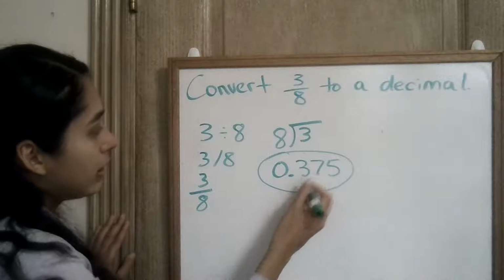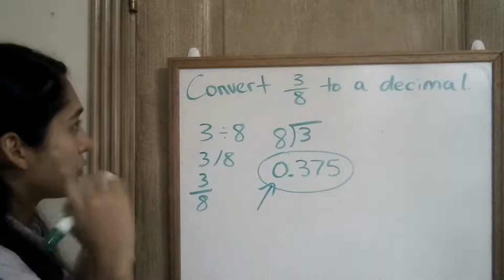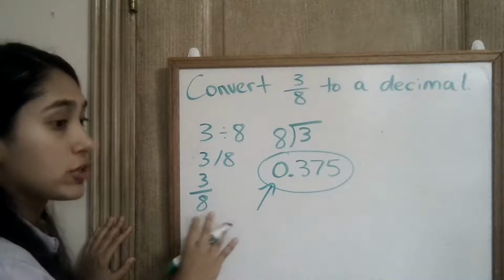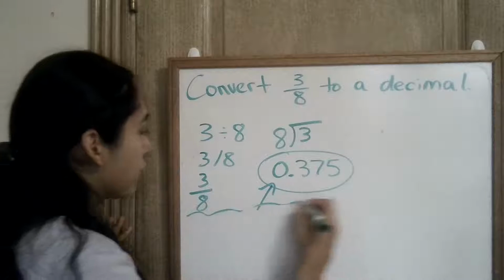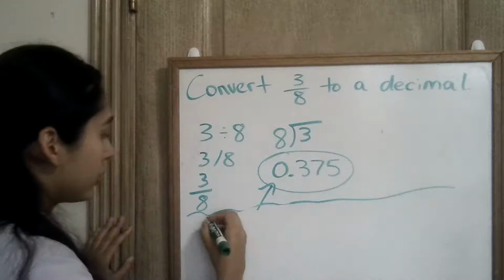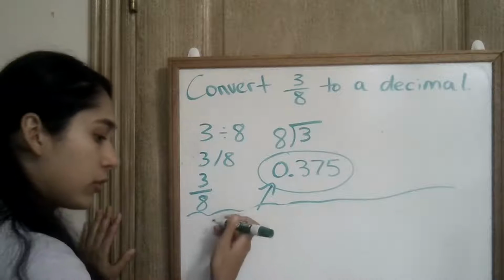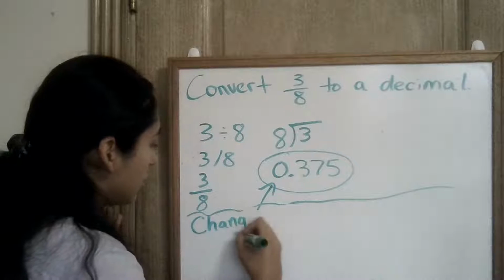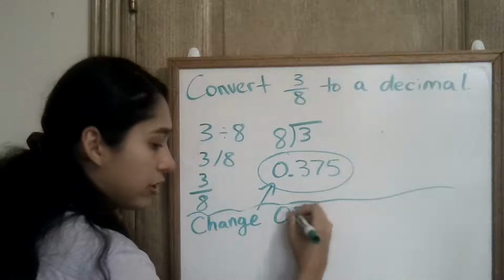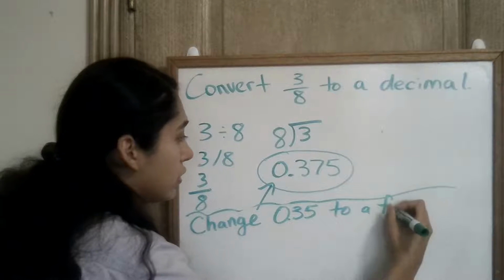So we have this decimal. We want to go ahead and convert it to a fraction because sometimes a fraction might be a little bit easier to remember. We can go ahead and do that. So let me do another problem. So here we're going to change 0.35 to a fraction.